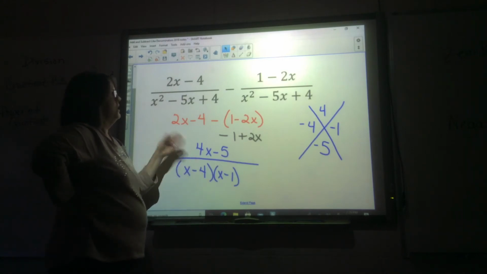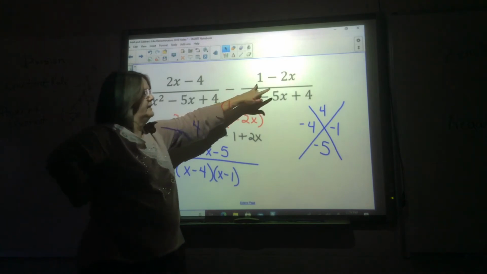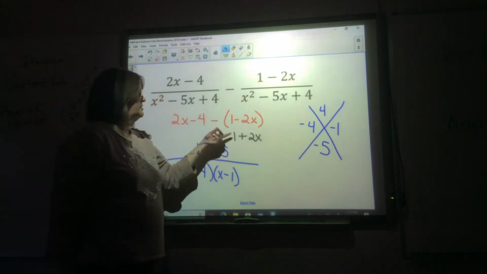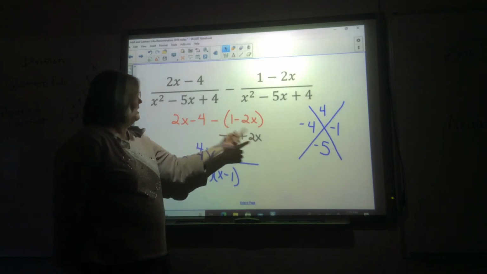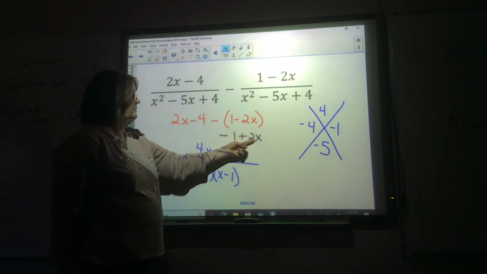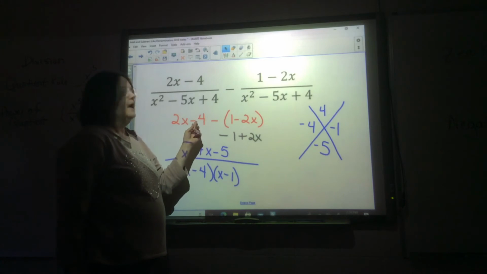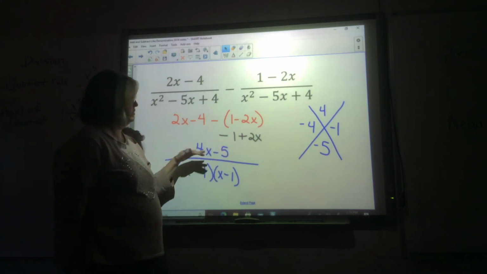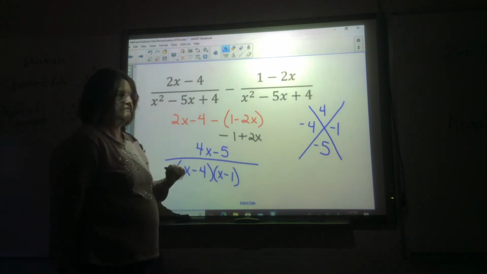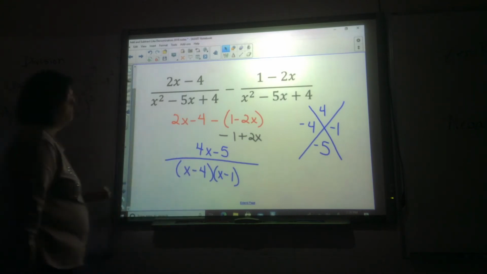In the numerator, again, you're distributing a negative sign throughout the 1 minus 2x. So that changes this to negative 1 and changes this to positive 2x. And 2x plus 2x is 4x. And negative 4 and negative 1 is negative 5. So 4x minus 5 does not factor, and that's your answer.